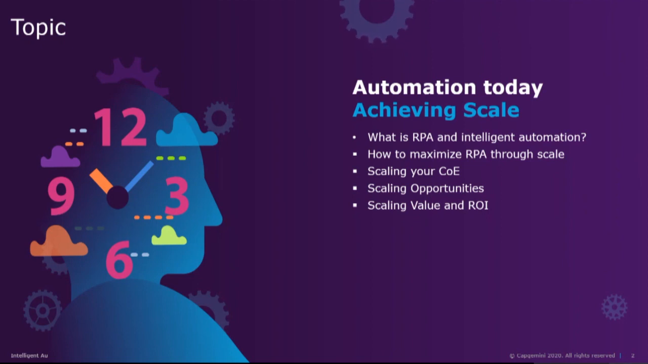Scaling opportunities, that is a matter of finding things that can be automated. And then scaling value and ROI, because as we deliver RPA and automation, we're looking to get value back from the program, and how do we ensure that as we go along.